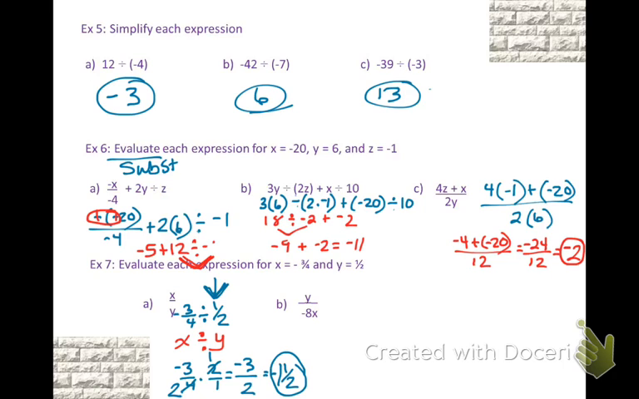B. I have y divided by, in parentheses, negative 8 times x. I'm going to plug it in, which is y is 1/2 divided by negative 8 times negative 8 over 1, because we're working with fractions, times negative 3/4. I'm going to reduce. 4 goes into 4 one time, and 4 goes into 8 two times.